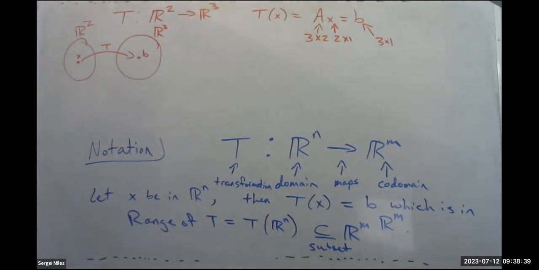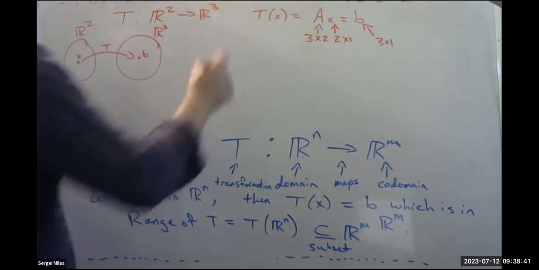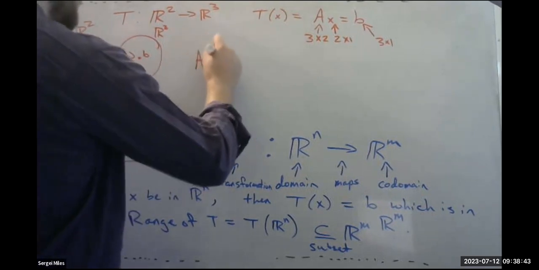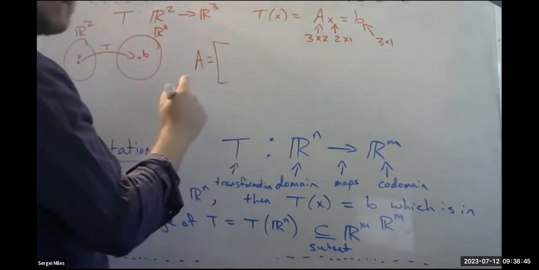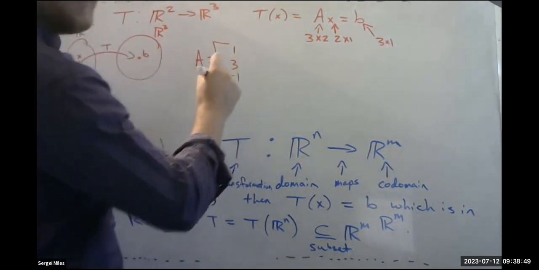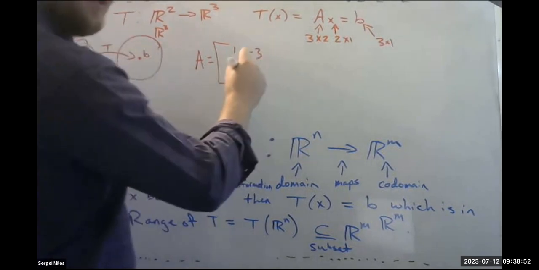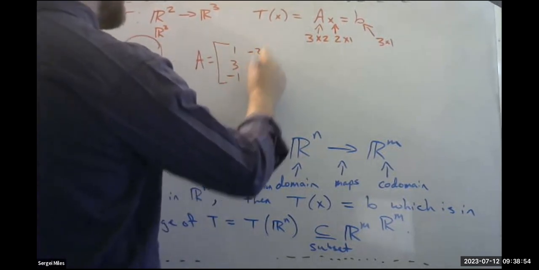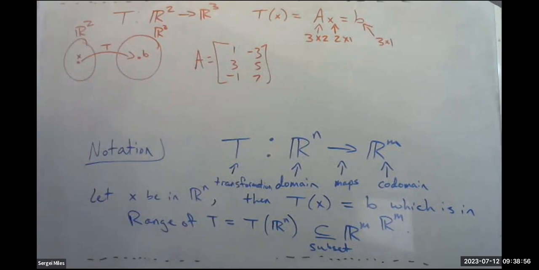All right, but for this example, I'm actually going to tell you what the matrix A is. A is the matrix 1, 3, -1, -3, 5, 7, and lo and behold, it's a 3 by 2. If it was not a 3 by 2, it would not work, and then it would not be a matrix we could use. Okay, great.